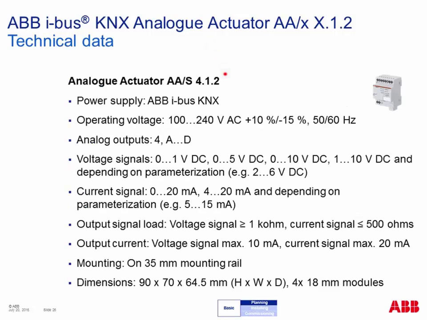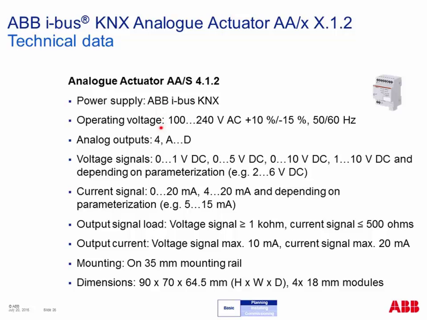So here, let's come to the technical data of the analog actuator AA/S. S means the DIN rail component. We have four analog outputs, and here the one and the two, which means the generation. So the device, the bus coupling unit, gets the energy via KNX, supplied via KNX. So maximum current from KNX is 10 milliamps.